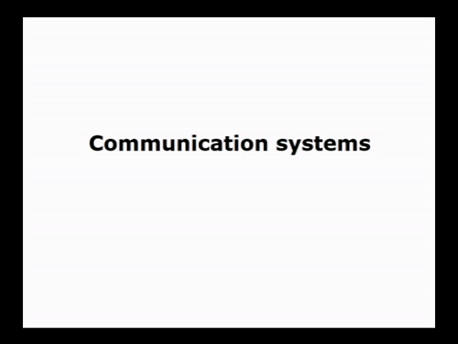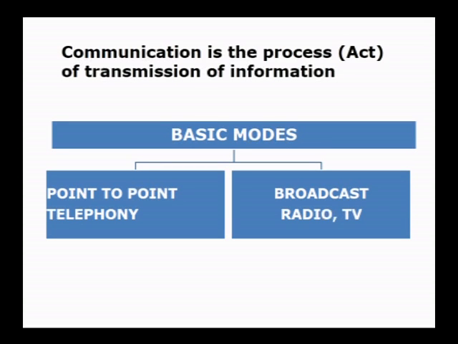Now we will go through communication systems. Communication essentially is the process or act of transmission of information. When you want to convey information, there are two basic modes. Either from point to point you can convey that, like telephones, person to person, point to point, or it can be broadcast type like radio and TV. One transmitter will be there, multiple receivers are going to be there.